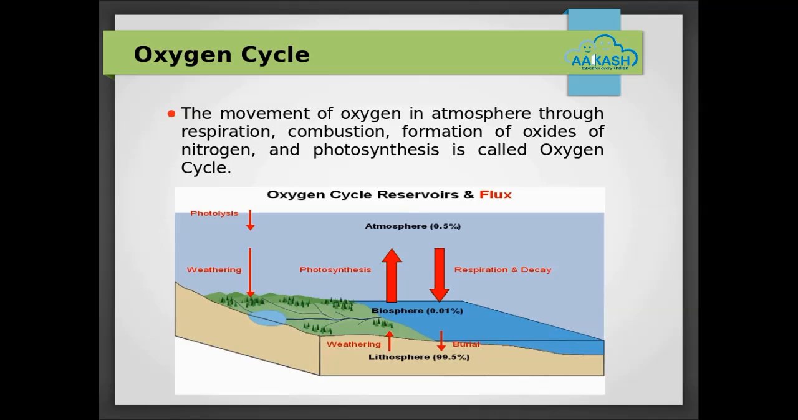In this cycle, oxygen moves through three main regions of the earth: the atmosphere, the biosphere, and the lithosphere. Here we can see oxygen is freed by the process of photolysis. Sunlight breaks oxygen molecules to produce free oxygen. The lithosphere mostly fixes oxygen in minerals such as silicates and oxide.